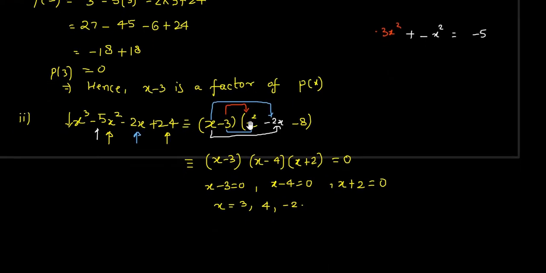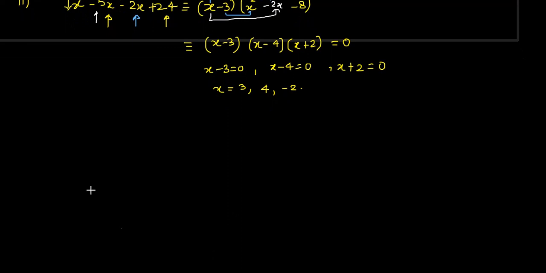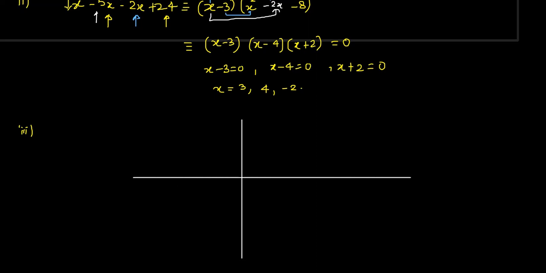Sketching means you have to locate the y-intercept, the shape of the curve should be correct, and it should show the point of intersection of the curve with the x-axis. Okay, means roots we have found just now. So the third part is sketching the curve. So let us sketch the curve. I have this as my y-axis. Let us say this is my x-axis, right? And this is y, this is x.